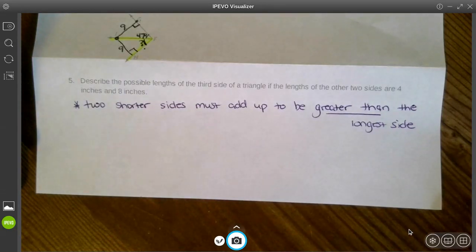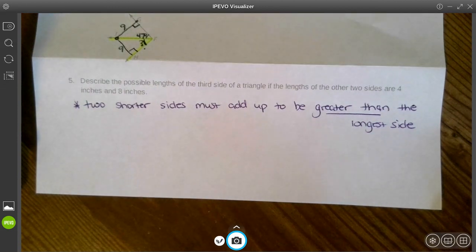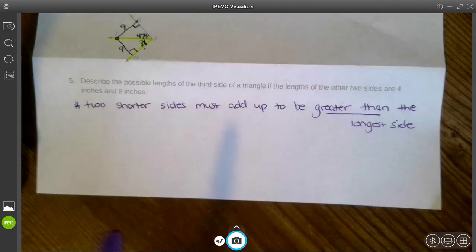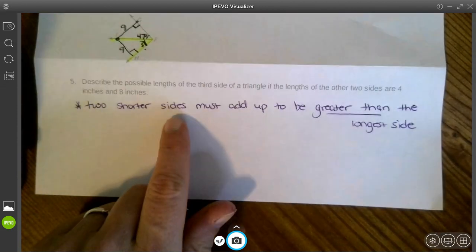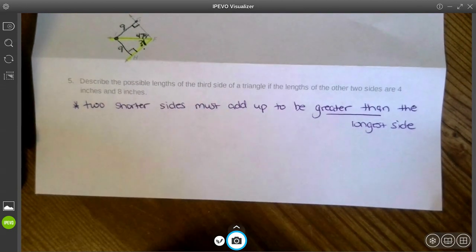In this video, we're going to do number 5 on your chapter 6 test review. It says describe the possible lengths of the third side of a triangle if the lengths of the other two sides are 4 inches and 8 inches. The key to doing this problem is you need to remember that the two shorter sides of any triangle must add up to be greater than the longest side.